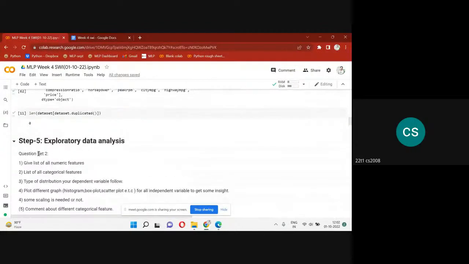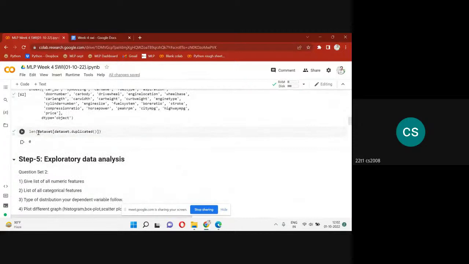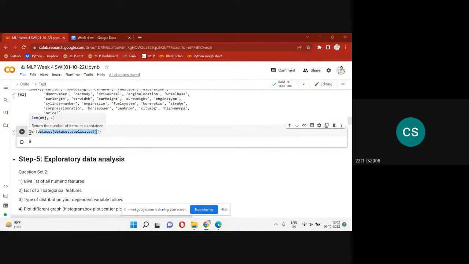So always check. Since we have written dataset.duplicated, it will return boolean values. This will return all the samples which have duplicate values. And if we take the length of the duplicate values, it is giving us 0. So it says that our data set has no duplicate values.